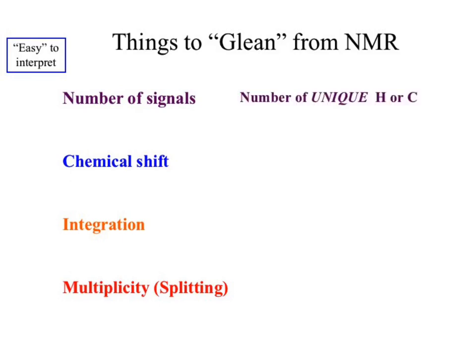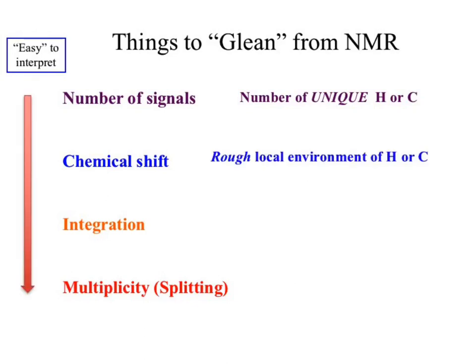The unique hydrogens or carbons, depending on the spectrum you're looking at. And this could be groupings of peaks. So it's not the number of peaks, it's the number of signals associated with it. Chemical shift now gets us a little bit more information. It lets us know something about the local environment of that hydrogen or carbon.